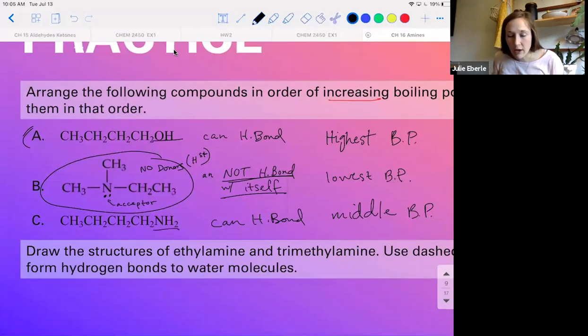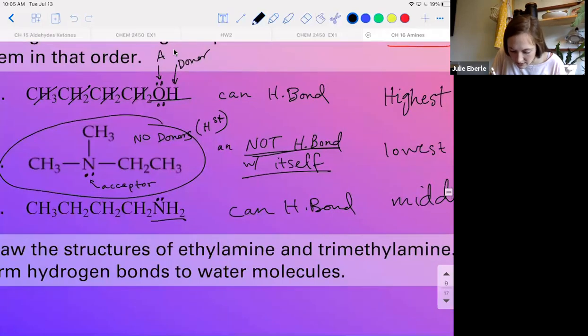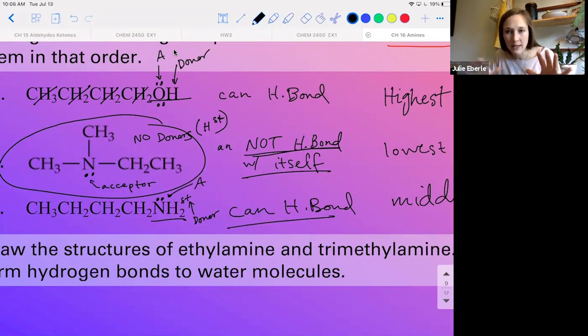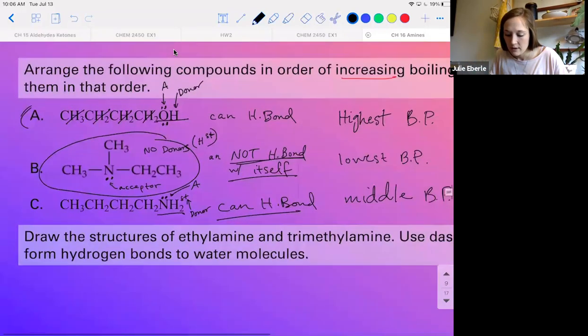C and A can both hydrogen bond because, look, here's the donor, and then lone pairs on this oxygen, here's the acceptor, on the same molecule. None of these hydrogens are positively polarized. None of those are donors. Down here, same idea. We have one lone pair on this nitrogen, and these hydrogens, because they're bonded to an electronegative atom such as nitrogen or oxygen, are positively polarized. So we've got the donor and the acceptor on the same molecule. That is why they can hydrogen bond with themselves and with water, but we're not looking at hydrogen bonds with water right here.